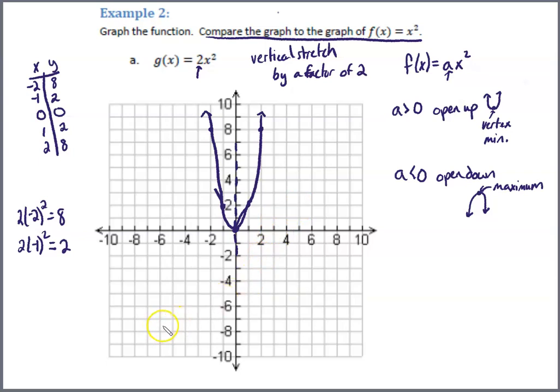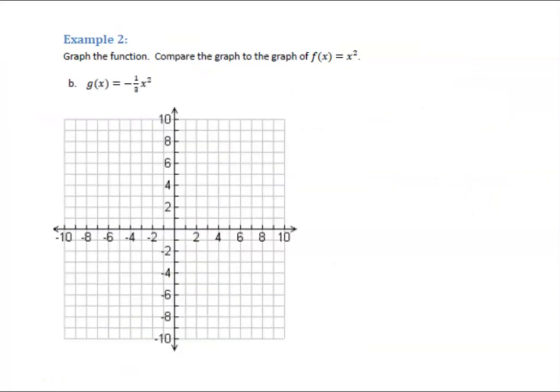Okay, we are going to try one more example, very similar, same steps, just to make sure we've got this. All right, our second example, we're going to work through the exact same process. So if you notice, the a value is negative 1/3. The a value is less than 0, it's negative. So that tells me that my parabola is going to open down.